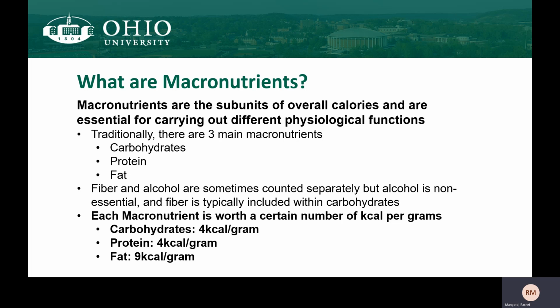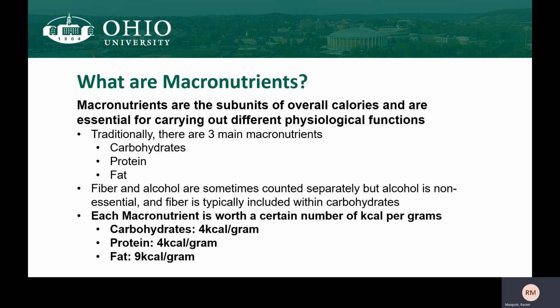All right, so starting off with macronutrients. So macronutrients are the subunits of overall calories and are essential for carrying out different physiological functions. So traditionally, there are three main macronutrients. These are going to be carbohydrates, protein, and fat. Sometimes fiber and alcohol are counted separately, but alcohol is a non-essential, and fiber is typically included within carbohydrates. And because alcohol is kind of difficult to measure and gauge calorie content, especially if you're following a macronutrient protocol, that will just be allotted to usually carbohydrates or fats.